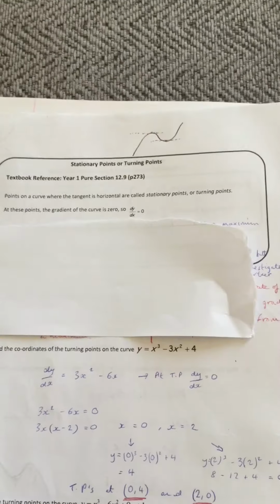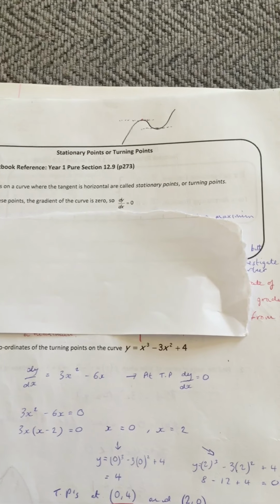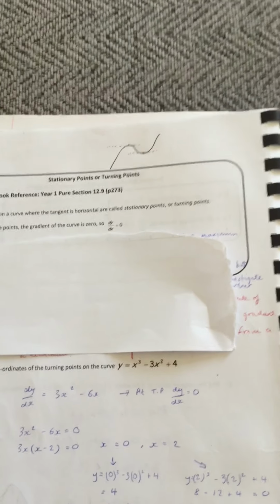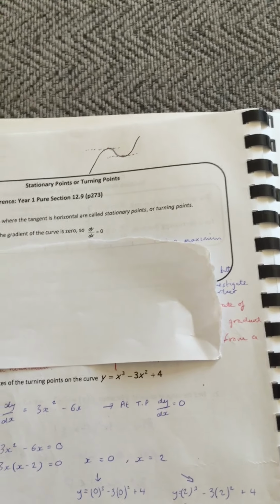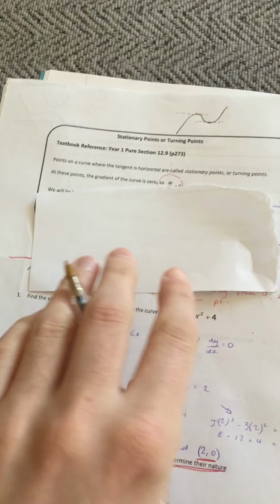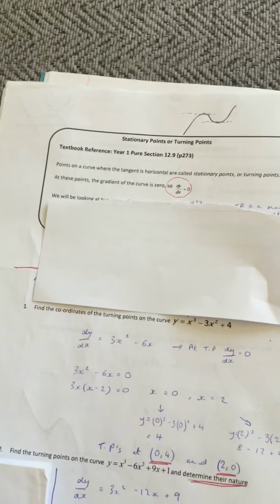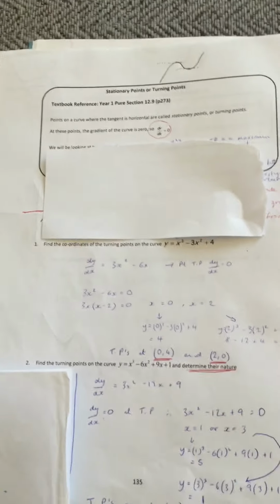And so as a result of that, when we're looking at identifying where the stationary points are, we would take advantage of the fact that the gradient is 0 at those points. So by solving dy by dx equals 0, we can work out the location of the x coordinates of the turning points, and then in turn find the y coordinates.